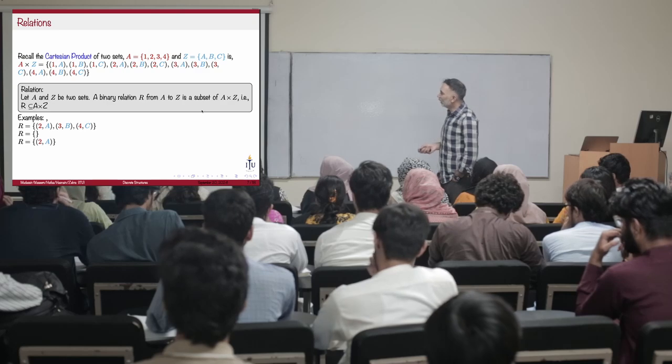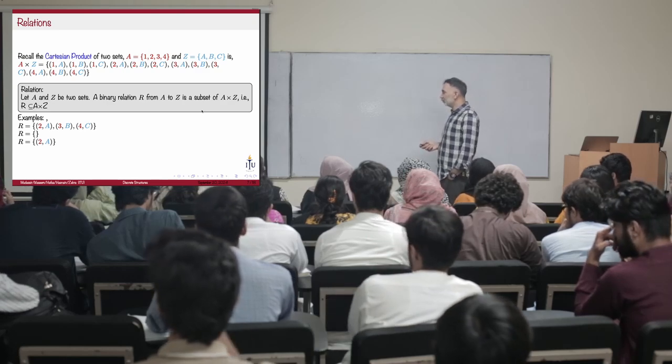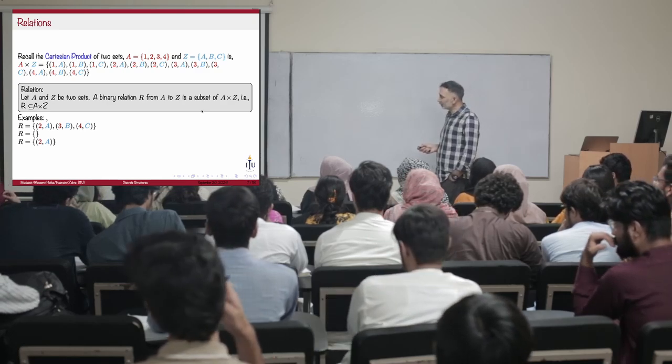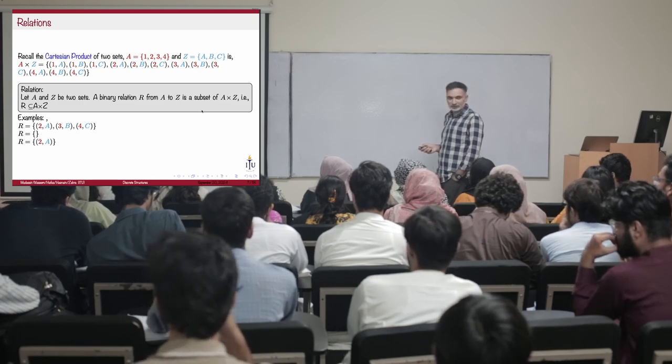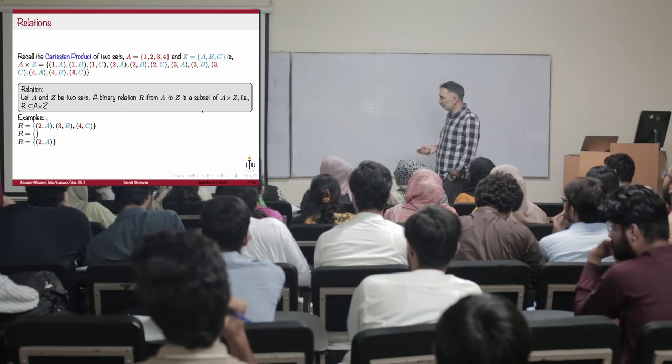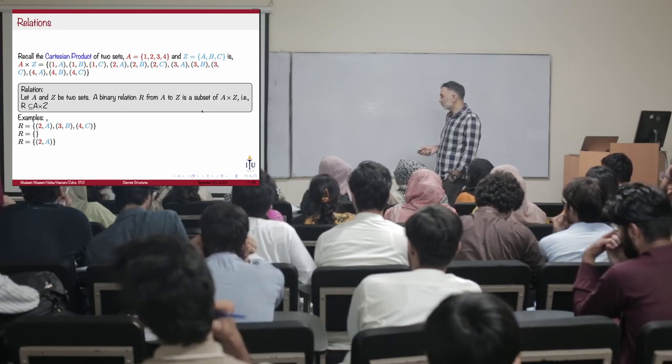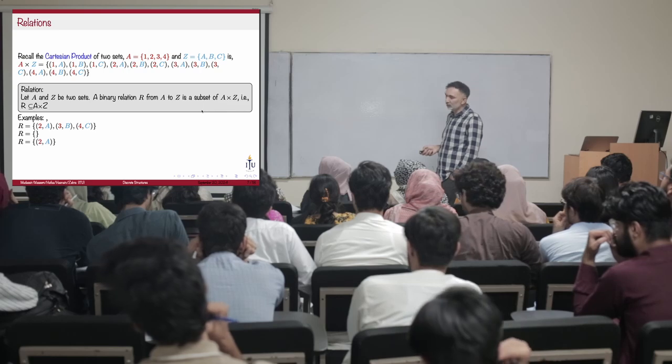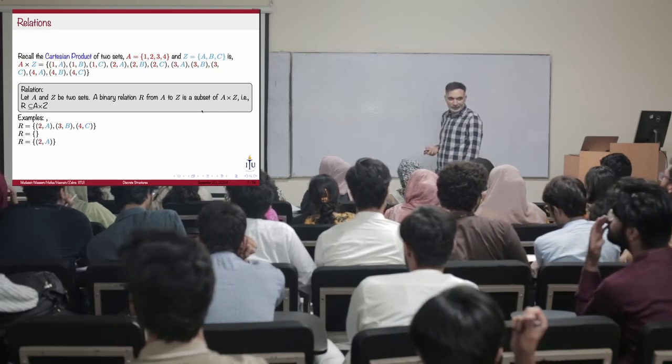If you have a set A = {1, 2, 3, 4} and a set Z, this is the Cartesian product, and any subset of it is a relation. For example, R = {(2,A), (3,B), (4,C)}, or the empty set is also a relation, or {(2,A)} is just a singleton relation.